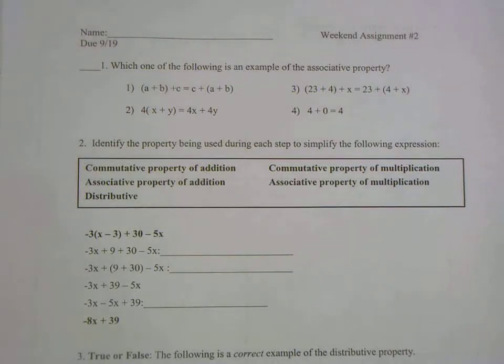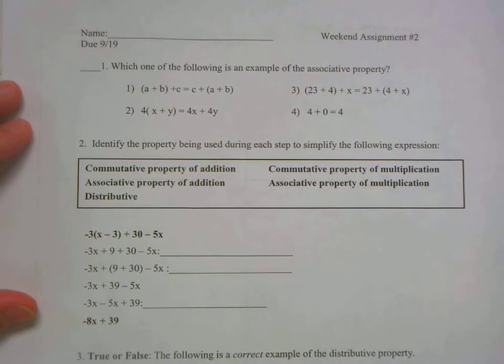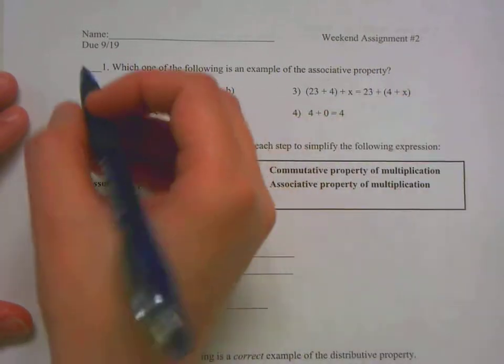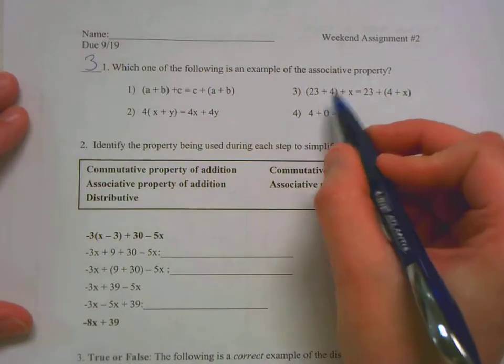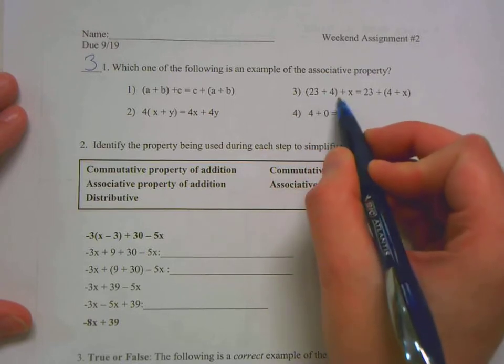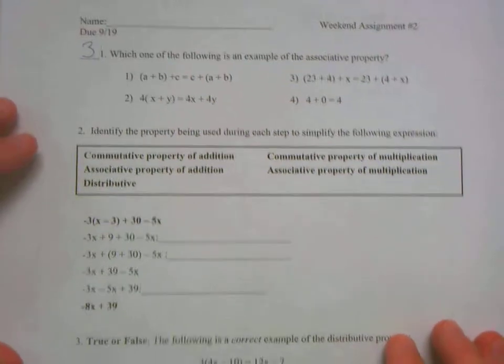Begin assignment number 2. Number 1, which one of the following is an example of the associative property? Now, associative property, remember, you think I am associating, I'm changing who I'm associating with. Nothing should change, the order should not change, symbols should not change. So the correct answer for this one was number 3, because it's exactly the same, the left and the right hand side, except the parentheses are changing who is associating with who.